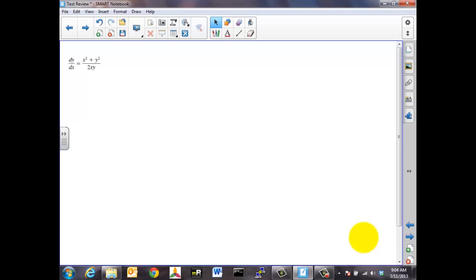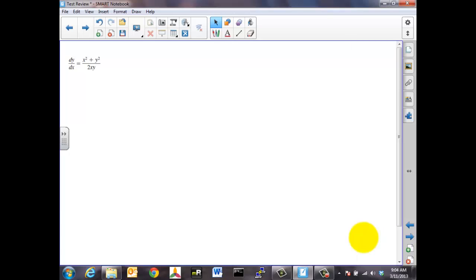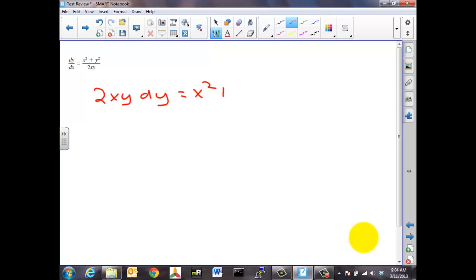Okay, slide 17. So how are we going to separate here? Looks like 2xy dy equals x squared plus y squared dx. It's a good question. I don't think so. Hmm.